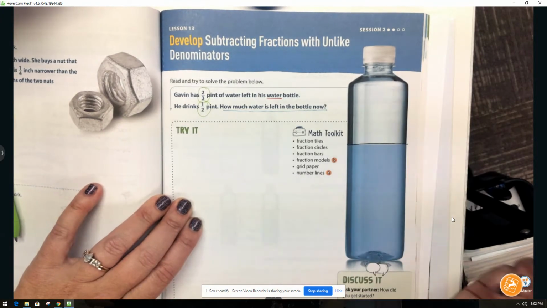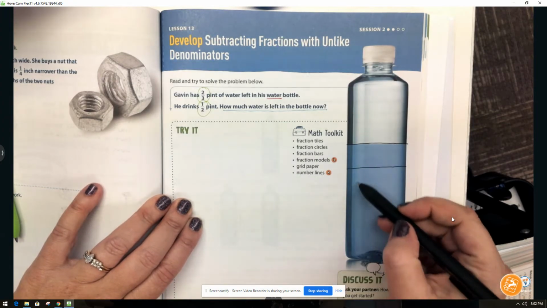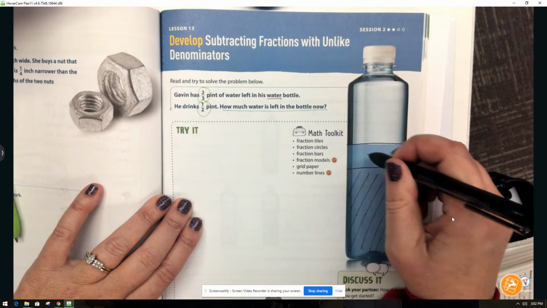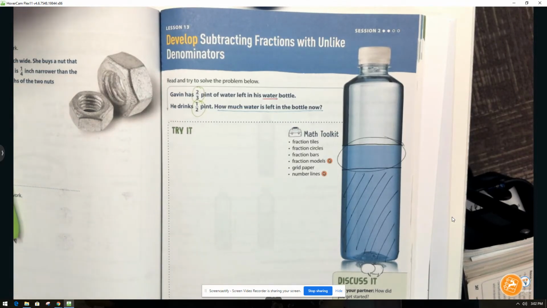2/3 of a pint, and then he drinks a half of a pint. This is what he drinks. We want to know, what is this part here? What does he have left in his water bottle when he's done drinking half of a pint of water?